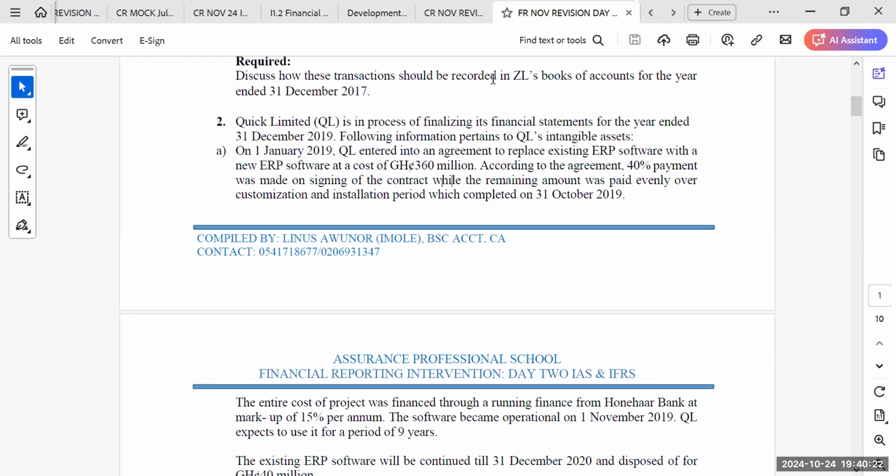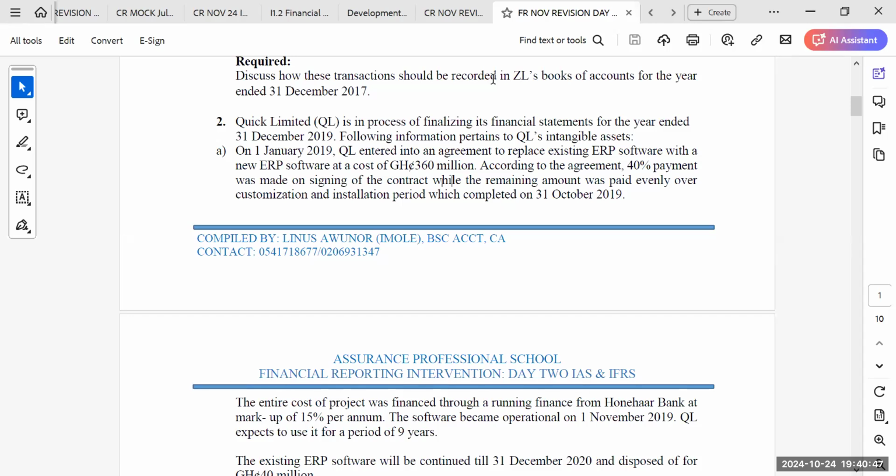They have started installing and customizing this thing from the date of purchase to 31 October 2019. You can see that the software became operational on 1st November 2019. Okay, Charles, apart from intangible asset, what other standard can you identify here? Borrowing cost. Yeah, borrowing cost.